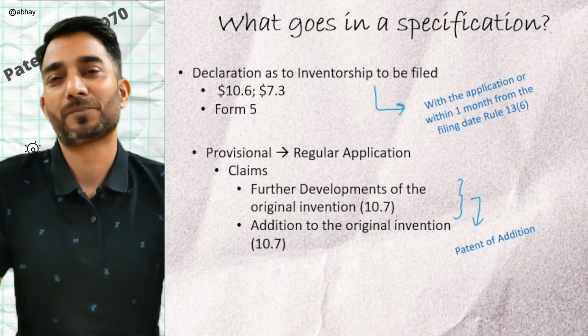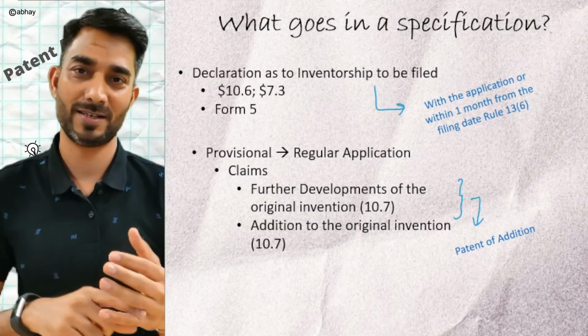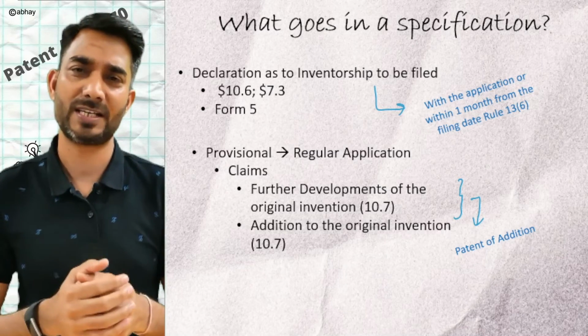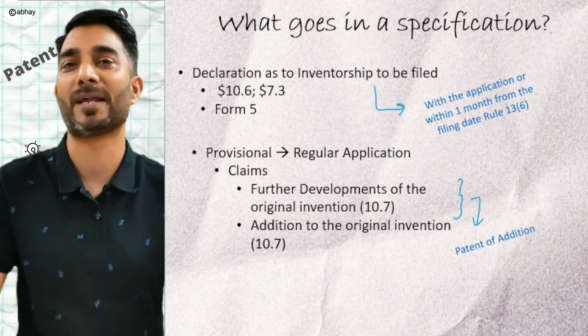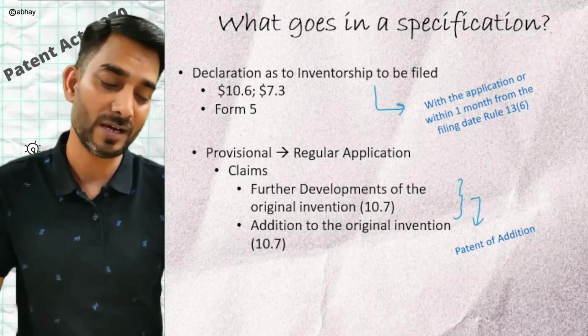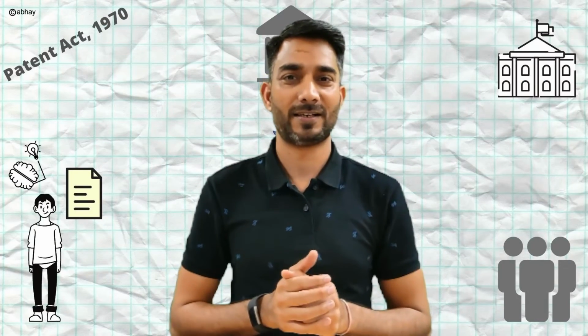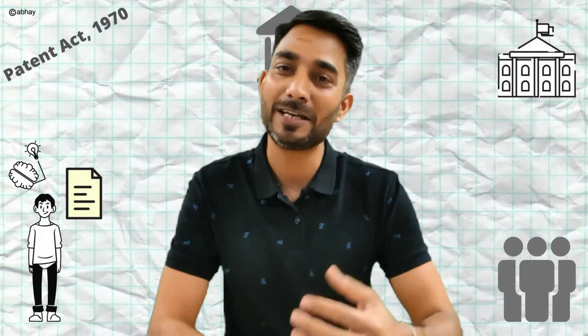So with this, we have our application ready. Form 1, 2, 3, 5, power of authority or power of attorney, Form 26, and our specification, which is in compliance with the requirement of the Patent Act. What next? Time to file the application. Visit the patent office, not literally, visit the website and make the filing. Make the payment, make the filing, and obtain the patent number.